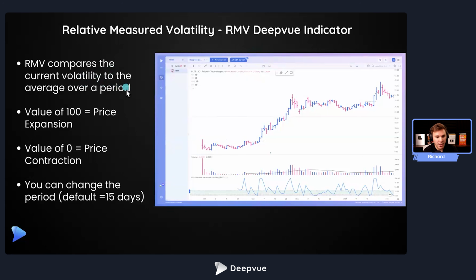So RMV compares the current volatility to the average over a look back period. A value of 100 in RMV, like up here, means price is expanding to the upside. A value near zero or of zero identifies volatility contraction. And you can change the look back period. So this is really cool. The default is 15 days. I think that kind of works best. And if you are somebody who just likes plug and play, use 15. But you can adapt that to suit your needs. If you're more of a swing trader, you might use an RMV of 5 or 10 to be a little bit more sensitive to finding newer tight areas. But 15 works for most people most of the time. And I'll talk about when I personally change this default.